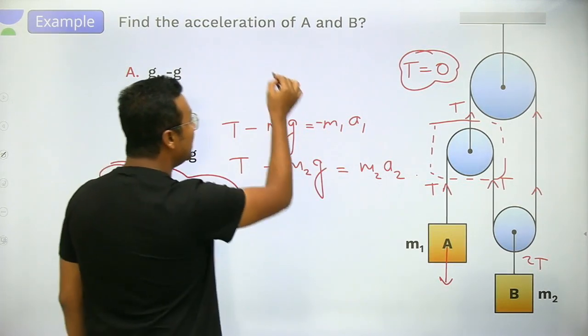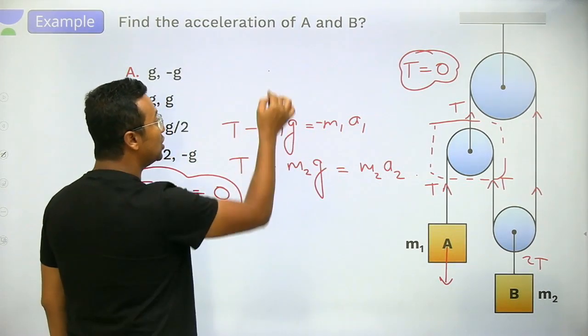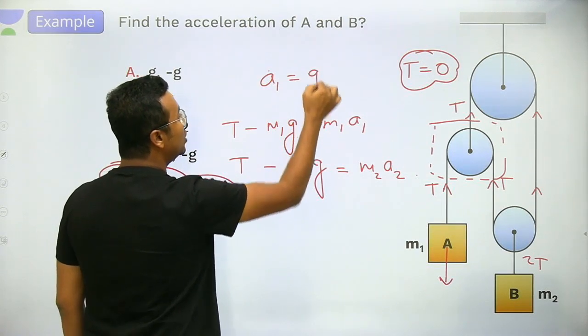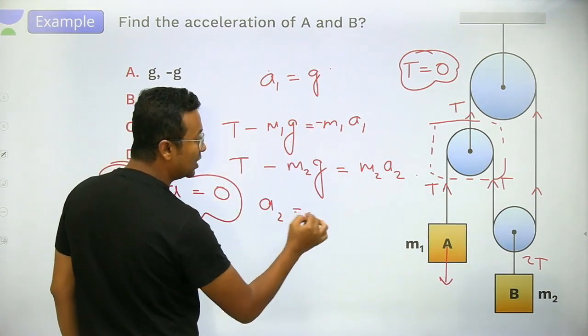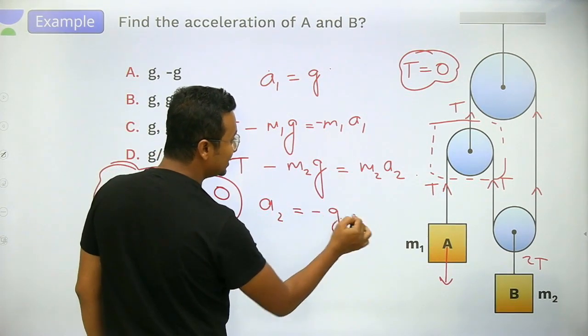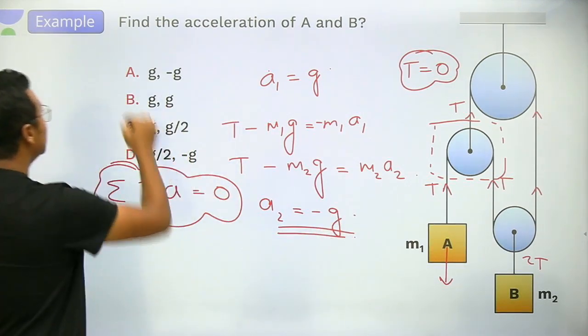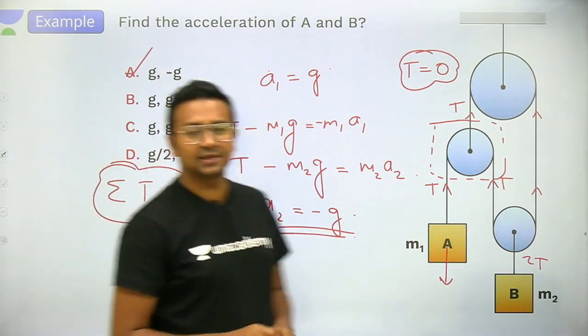That means A1 will be equal to how much? If you put tension as equal to 0 here, A1 will be equal to G and A2 will be equal to how much? Minus G. Simple. Option A would be the correct answer.